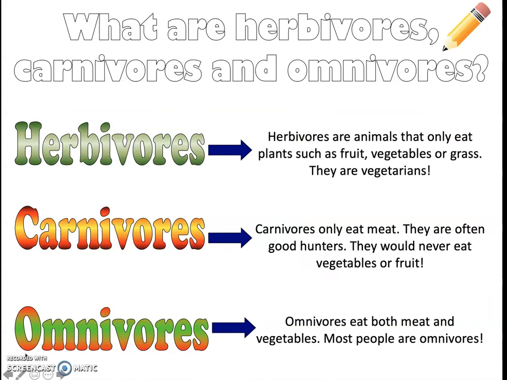We have the herbivores, and you need to write these down. Herbivores are animals that only eat plants such as fruit, vegetables, or grass. In theory, therefore, they are vegetarians. So pause the video now and write down the information and the sentence that talks about herbivores.